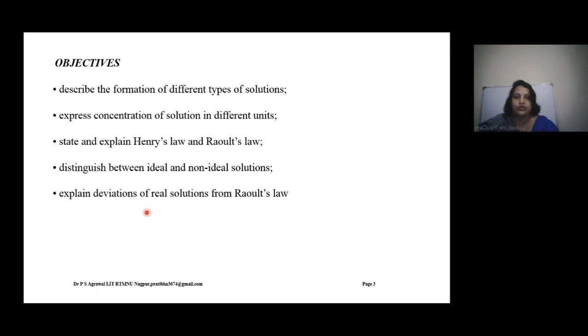The objective of studying this is, after studying this, you will be able to describe the formation of different types of solutions. You will be able to express the concentration of a solution in different units. You can state and explain Henry's and Raoult's law and whatever may be the special cases. You can distinguish between ideal and non-ideal solutions successfully. You can explain how real solutions deviate from Raoult's law.